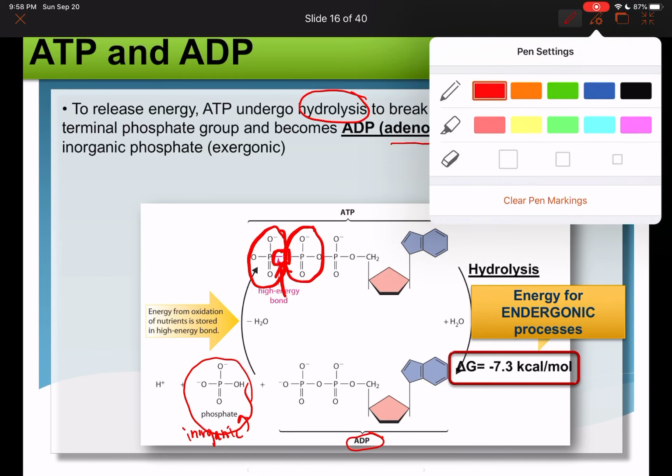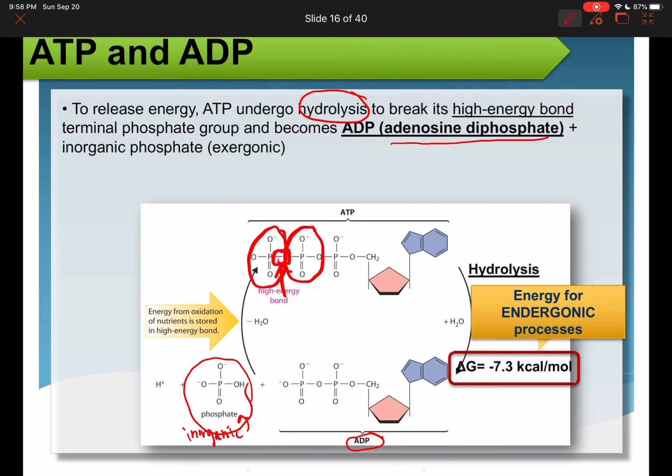Let me rewrite that. Okay, so it's ATP hydrolysis, and this reaction itself is an exergonic reaction, and this is why you see a negative in front of the delta G value, and we can actually quantify that exactly as negative 7.3 kilocalories per mole. Okay, that's our delta G value for the reaction of ATP hydrolysis.